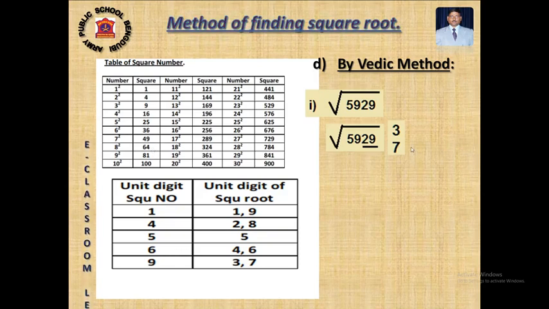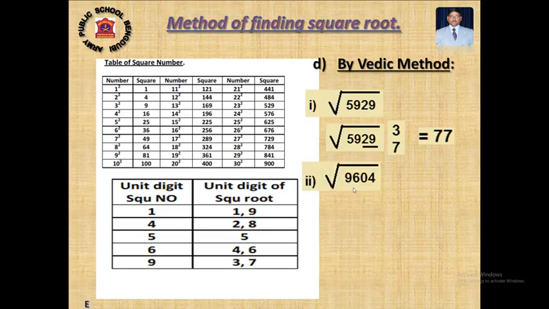So in this case, if it is close to 49, then you have to take 3, and if it is close to 64, then you have to take 7. So it is close to 64, that's why you have to take 7 as its unit digit. So then the answer will be 10 digit 7 and unit digit also 7. That means square root of this number is 77. Understood? Okay, I am giving one more example.